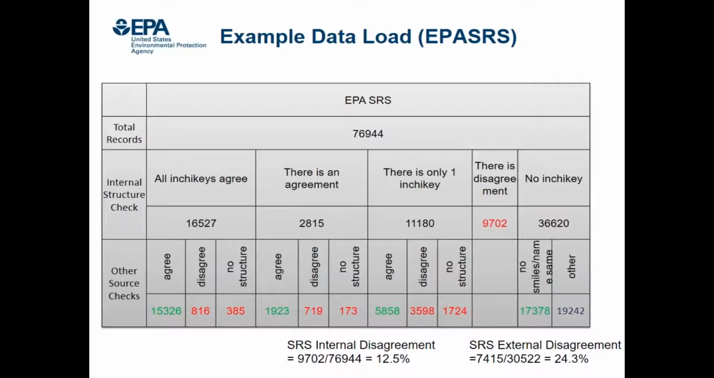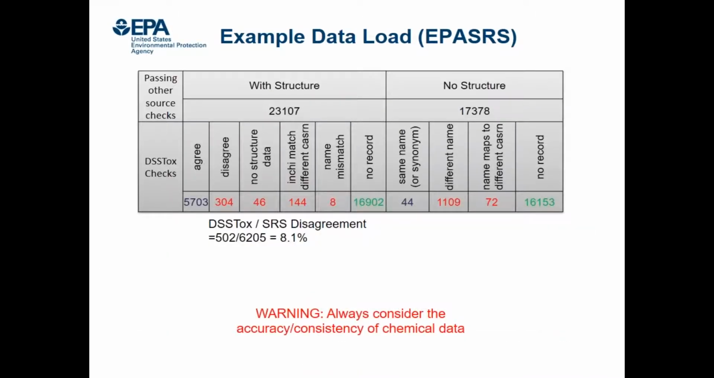Then I took the ones where there was agreement, or there was only one thing that would actually convert into a structure, and I checked it against the other sources we had, ChemID and PubChem. And you can see here, I'll just sum up these numbers. The internal disagreement inside SRS itself was roughly 12% of the chemicals they had in their database had internal disagreements about what that chemical was.